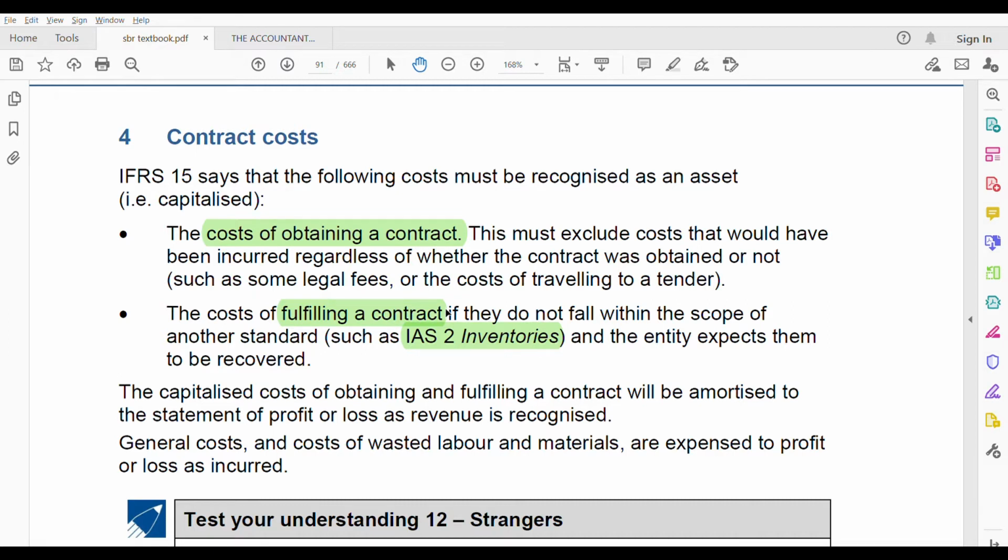So this is capitalized as a contract cost. It is recognized as an asset. The following costs must be recognized as an asset: the cost of obtaining a contract and the cost of fulfilling a contract.